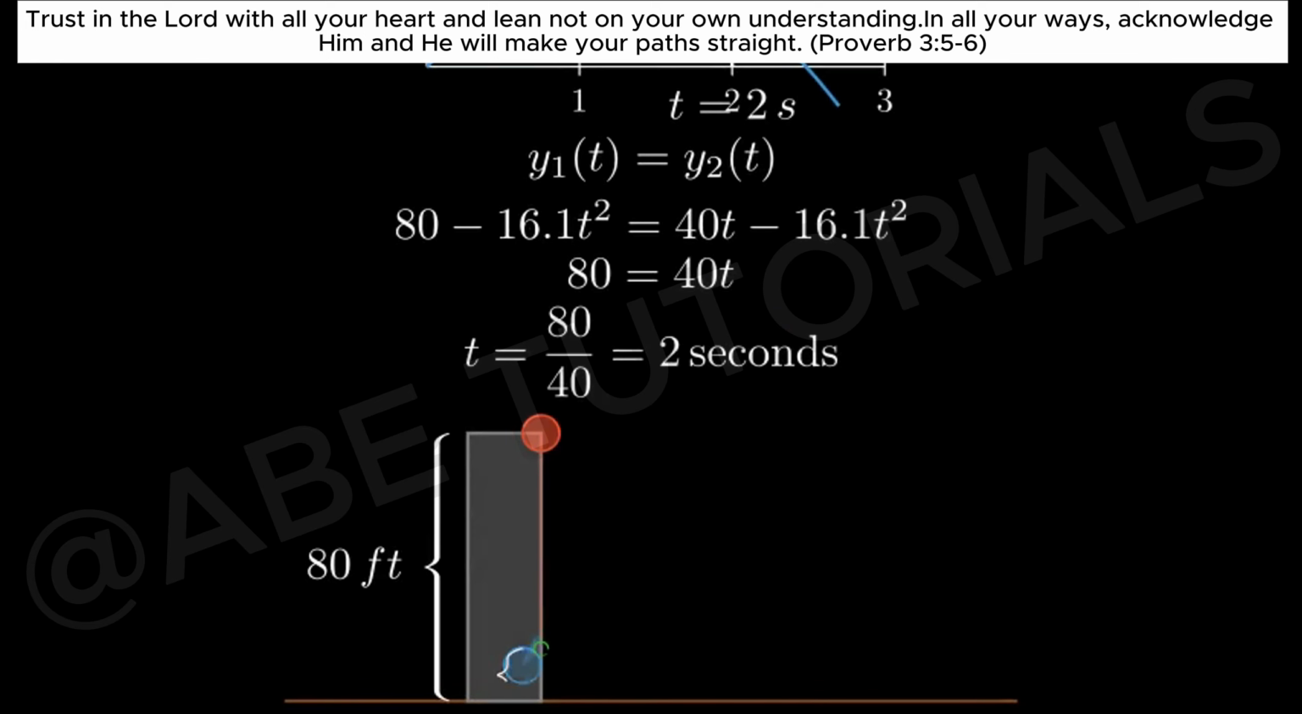We can verify this result makes sense. Ball 1 starts at 80 feet and falls due to gravity. Ball 2 starts at ground level with upward velocity, reaches maximum height, then falls after 2 seconds. Both balls will meet somewhere in between now.